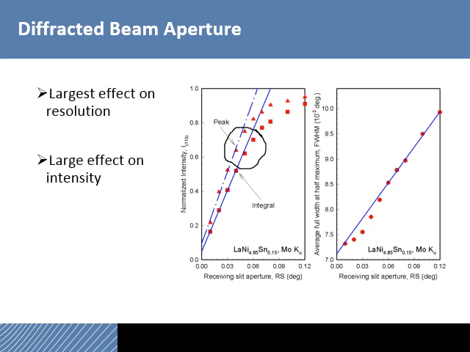Going over to the plot on the right, you see again the receiving slit aperture size is on the x-axis and the full width half maximum is on the y-axis. And you can see that there's pretty much a linear relationship between the peak breadth and the receiving slit aperture. So you want to try to keep the receiving slit aperture relatively small.